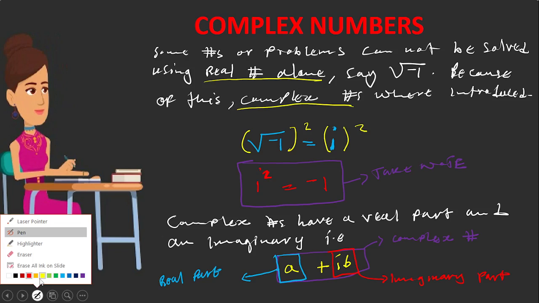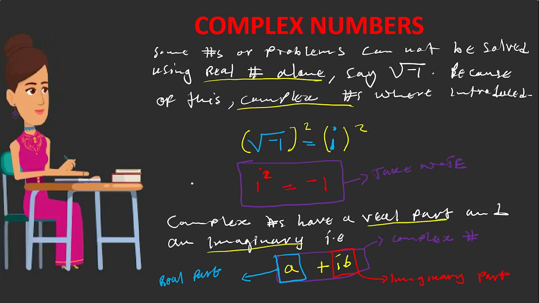Now, two complex numbers can be added or subtracted. Take note of that. Complex numbers can be added and they can also be subtracted, just like any type of number.